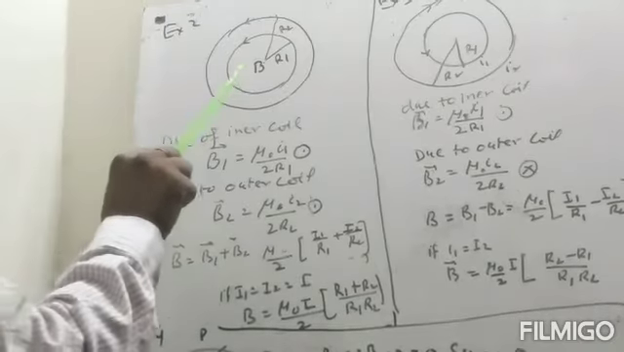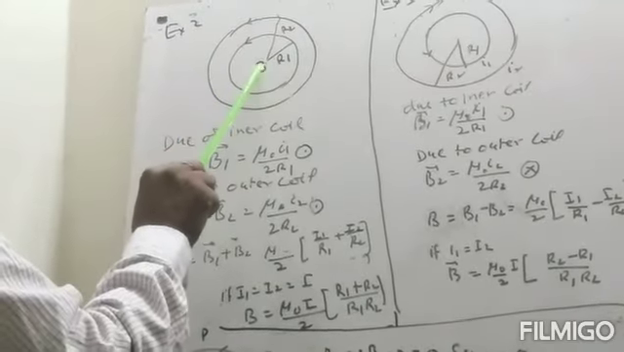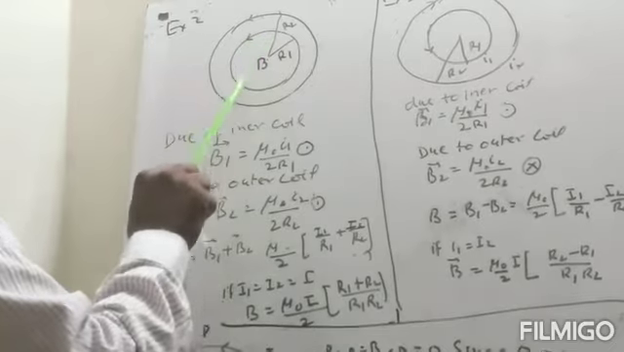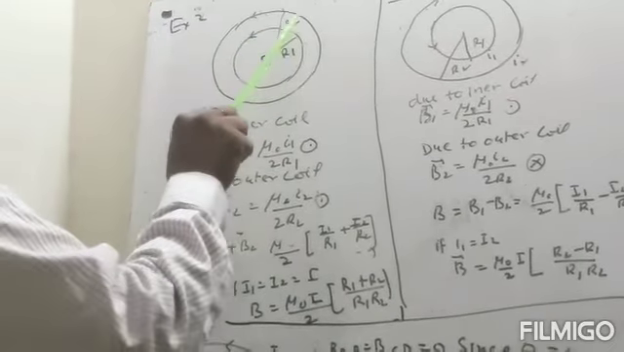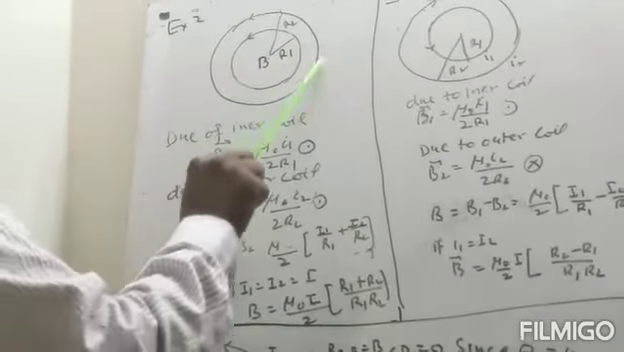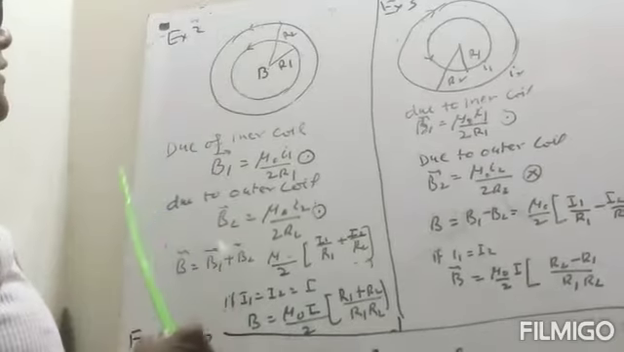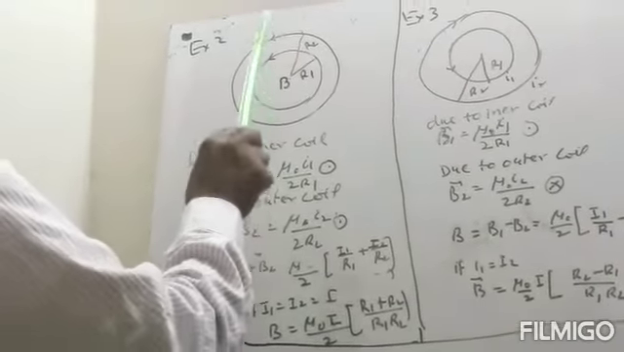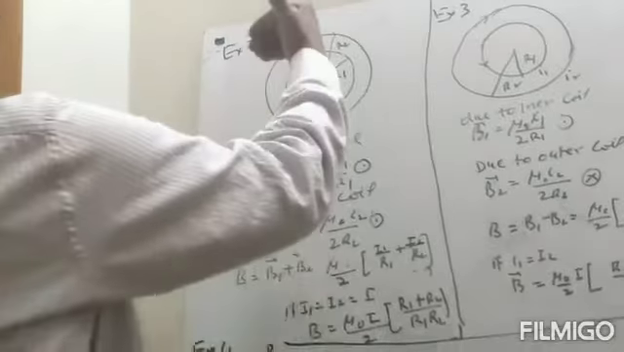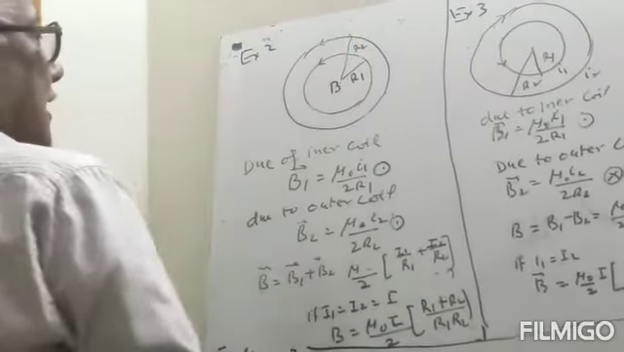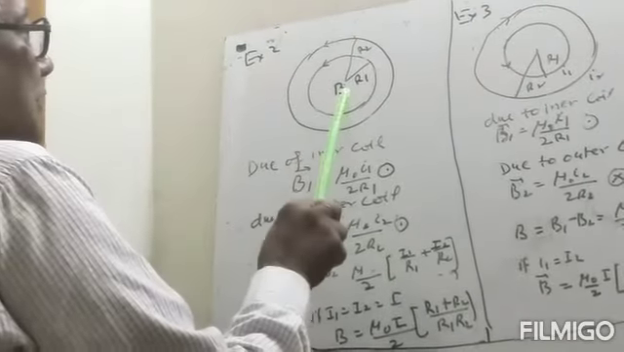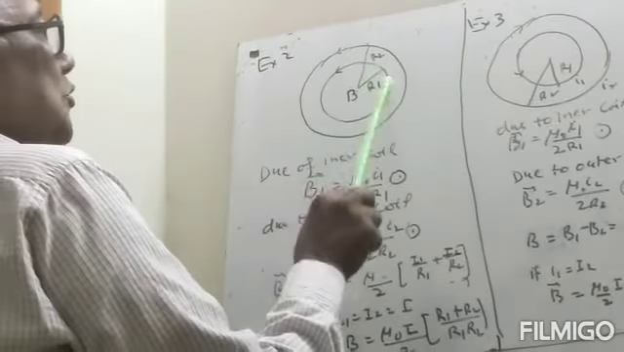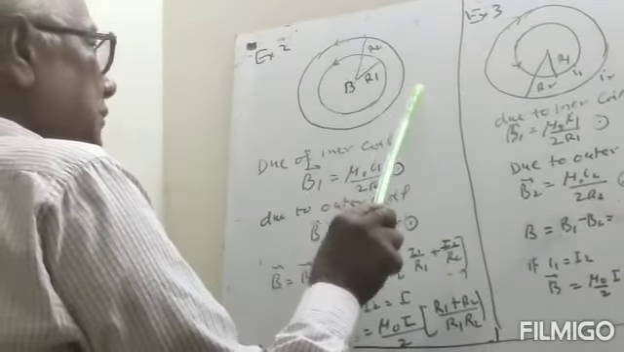And we have to find the magnetic field at the center. Now in the first coil the current is anti-clockwise, and in the second coil it is also anti-clockwise. So the magnetic field due to the inner and outer coils, by the right hand thumb rule, will be outward. So B1 and B2 will be in the same direction.